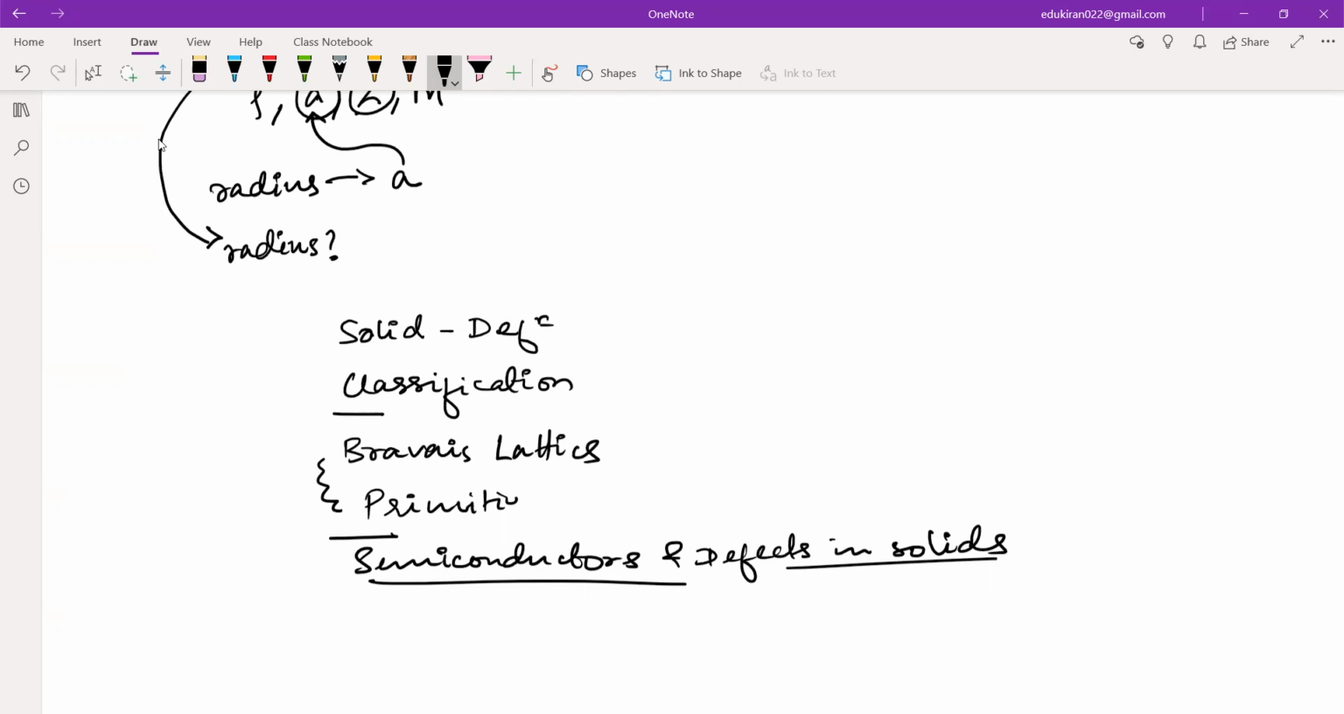For example, there are P-type semiconductors and N-type semiconductors. What are those and how did they get the names P-type and N-type? What are the different types of defects in solids? I will be covering all of these topics in PowerPoint presentations. Generally I don't do PPT, but since I have to show you things rather than discuss anything, I will be using a PPT in order to discuss those things.